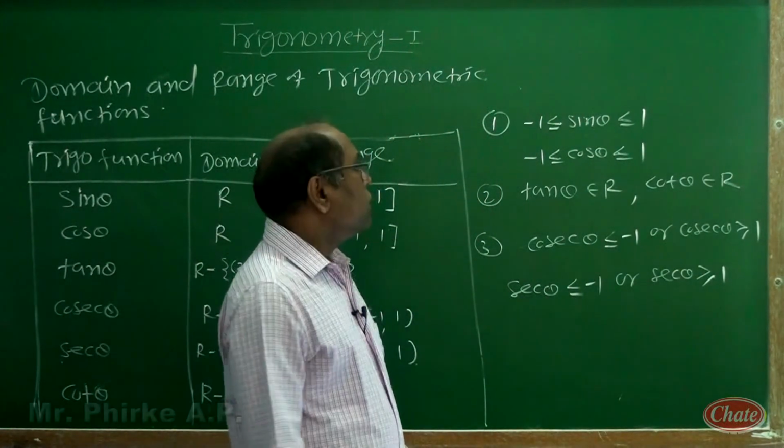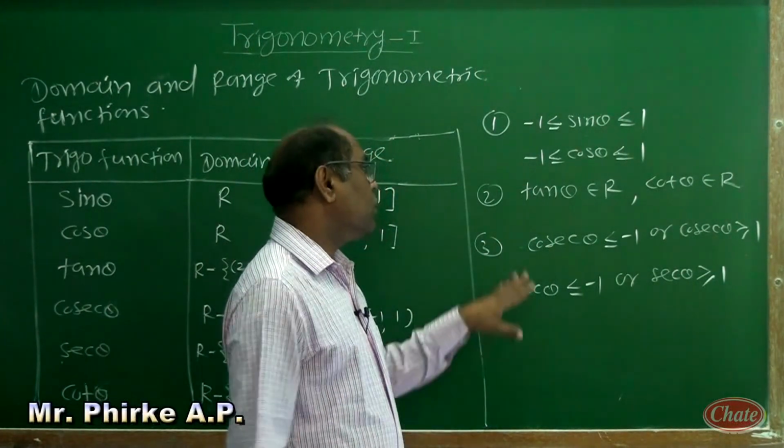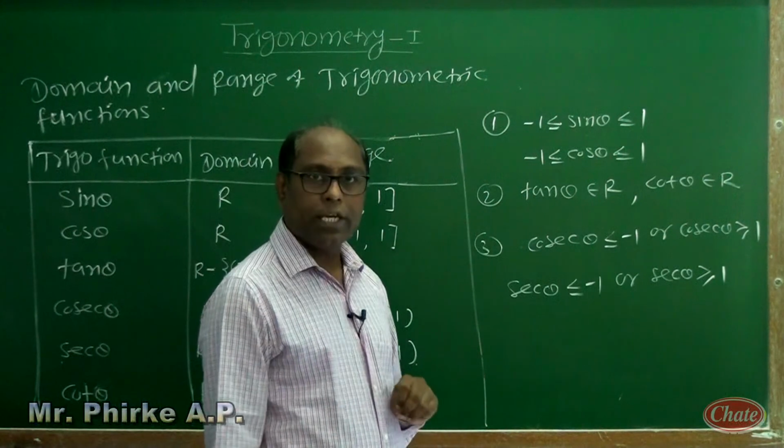Okay, so these are the ranges of sin theta, cos theta, tan theta, cot theta, cosec theta and sec theta.